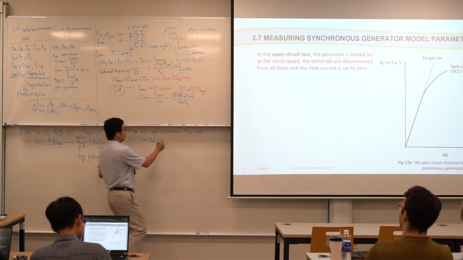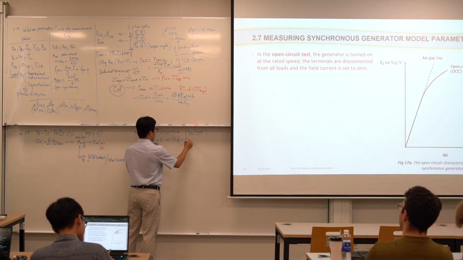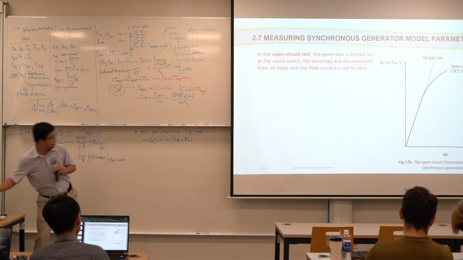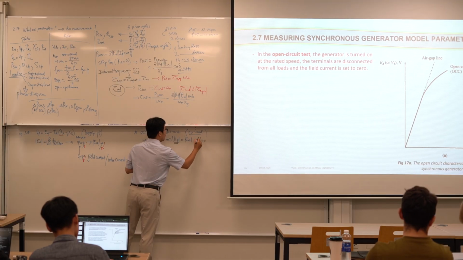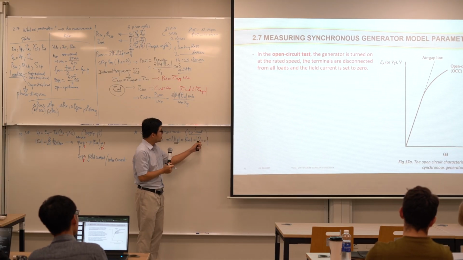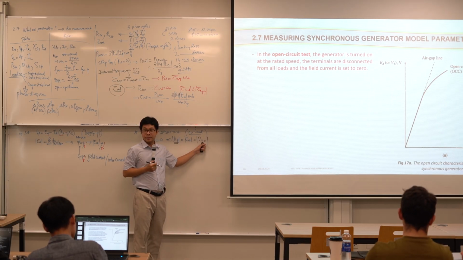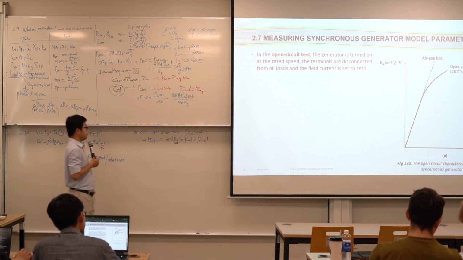IA is 0, so V phase is EA. Okay? So now V phase becomes VOC. OC means open circuit. Okay, that's right? Yes.